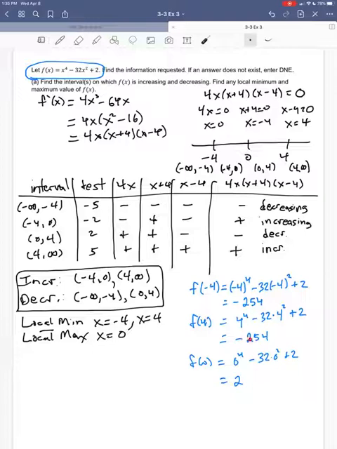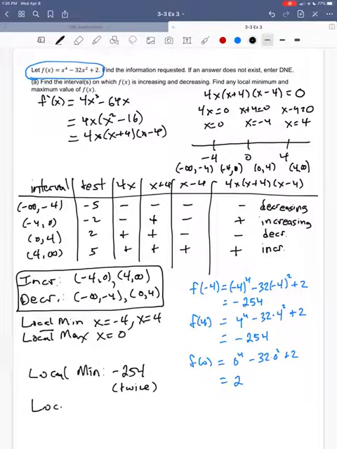So my local minimum values are both negative 254. So my local min is negative 254. Now that actually occurs twice, but I don't really care about that. It will affect the graph, we'll see later. The local max then, my maximum was at x equals 0, so this 2 is my local maximum.